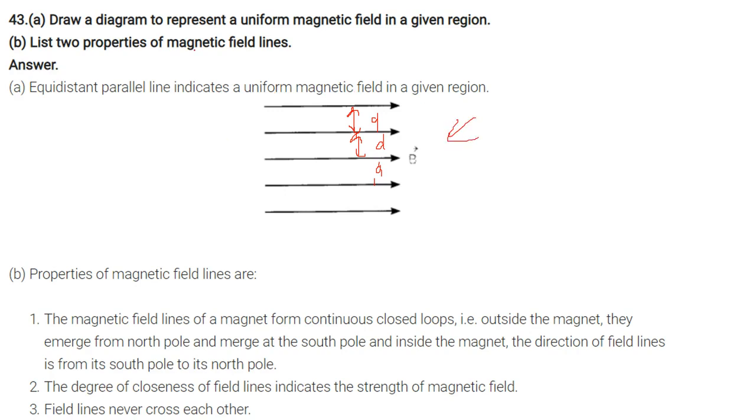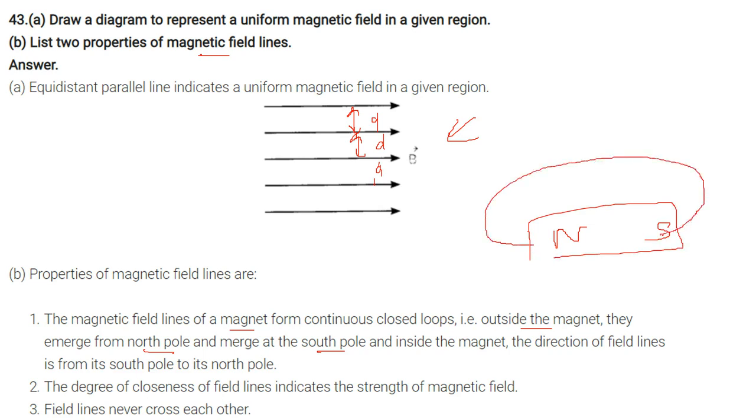List two properties of magnetic field lines. The magnetic field lines of a magnet form continuous closed loops. That is, outside the magnet they emerge from the north pole and merge at, or get inside, the south pole. So this is N S. They start from here and come inside, and then inside the magnet they go like this. So the direction of field lines is from the south pole to the north pole inside the magnet.